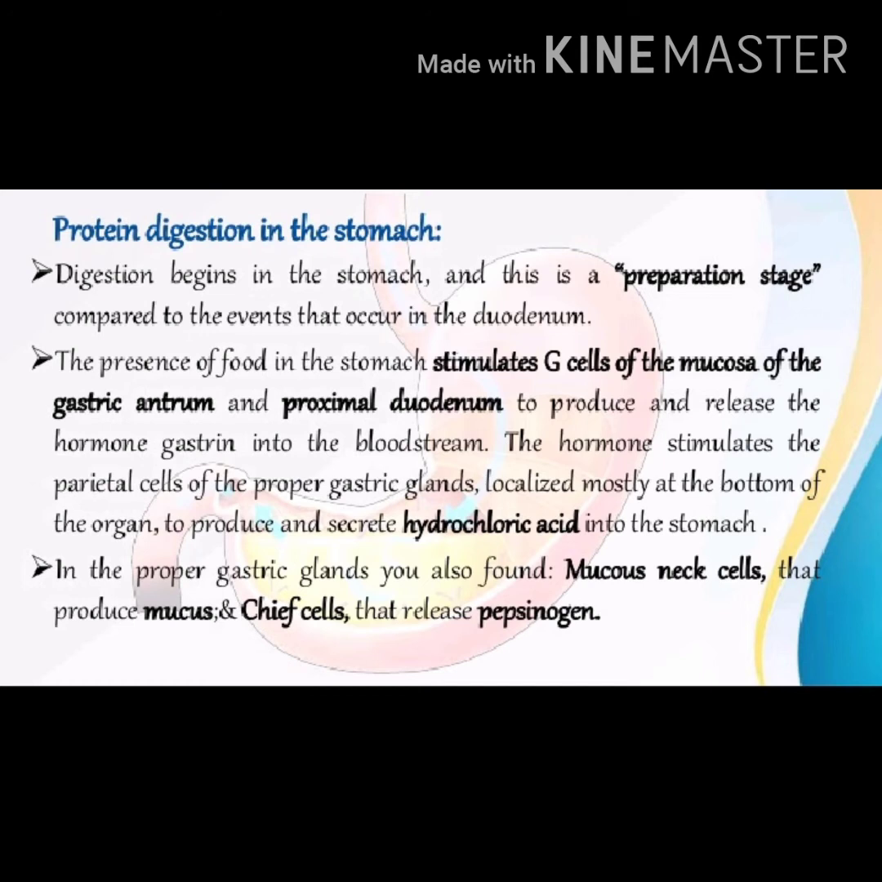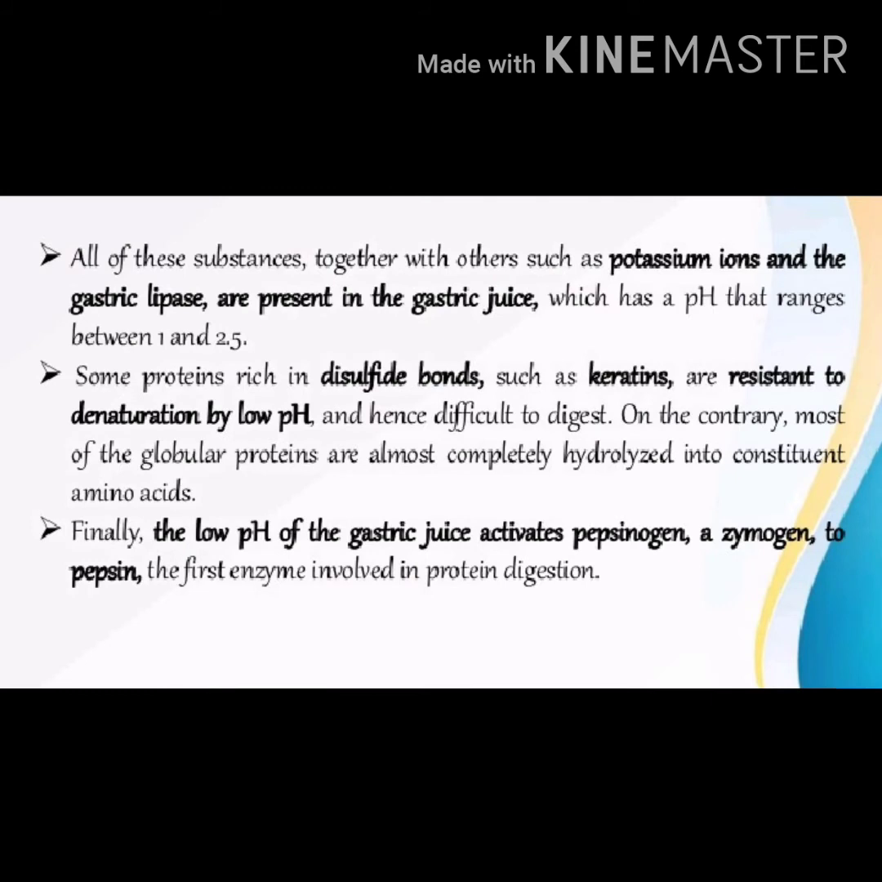In the proper gastric glands we also find the mucous neck cells, which produce mucus, and chief cells, which release pepsinogen. All of these substances, together with others such as potassium ions and gastric lipase, are present in the gastric juice, which has a pH that ranges between 1 and 2. Some proteins rich in disulfide bonds, such as keratin, are resistant to denaturation by the low pH, and hence are difficult to digest in the stomach.